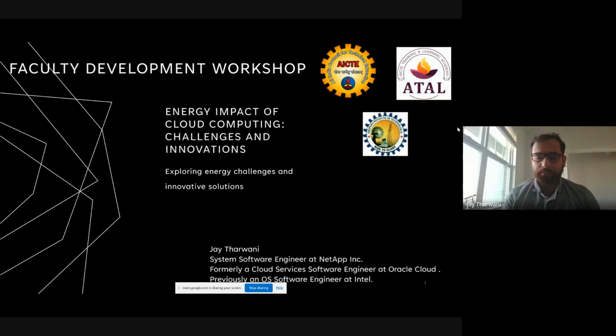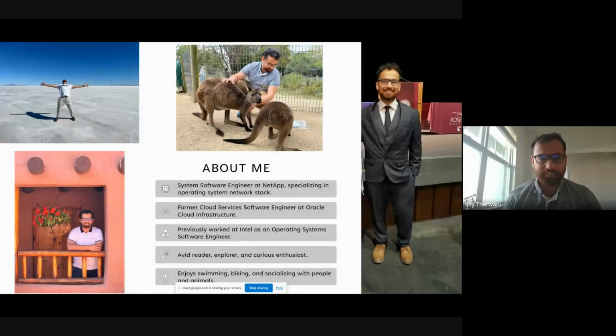Before that, I was also an operating system software engineer at Intel in California. So that's me, and this is how I look in person. As I said, I am at NetApp, and I really like going to places. The top left is me at the salt plains in Utah. The left bottom is Colorado. The upper one is Sydney, and then again Utah at a graduation ceremony. I really like to explore places and socialize with all living beings out there, including humans, baby humans, and animals. So that's mostly about me.